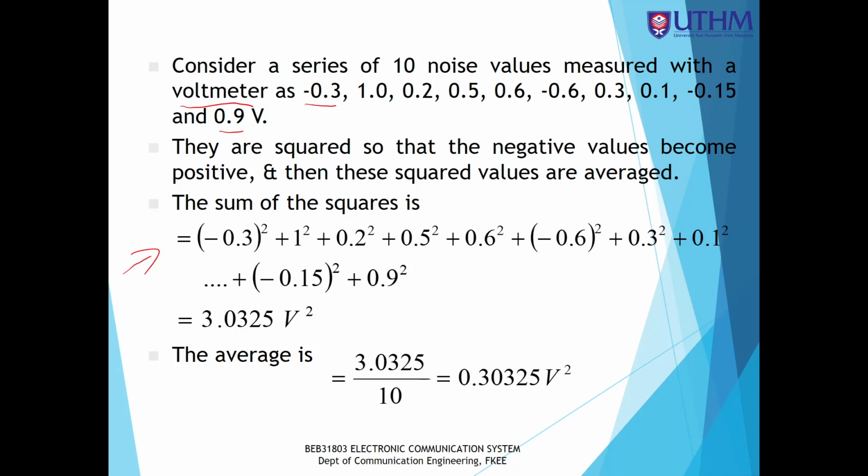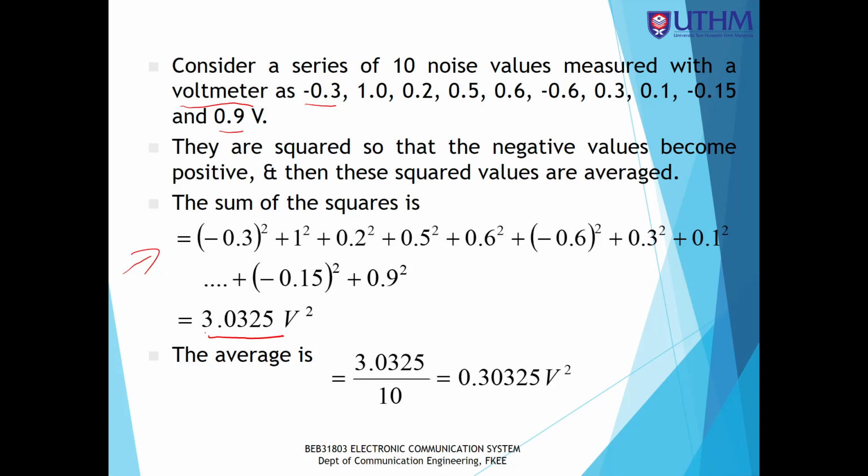So all of the values, you do the quadratic summations. So the first value square, second value square, third value until the 10th value square. So you plus all of this, you get 3.0325 volt square. So this is the quadratic summation.